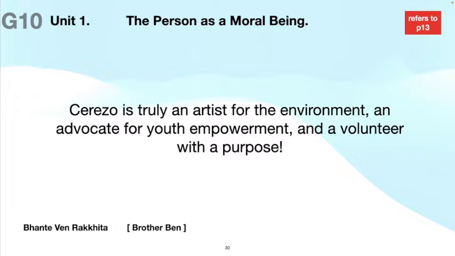Cerezo is truly an artist for the environment, an advocate for youth empowerment, and a volunteer with a purpose.